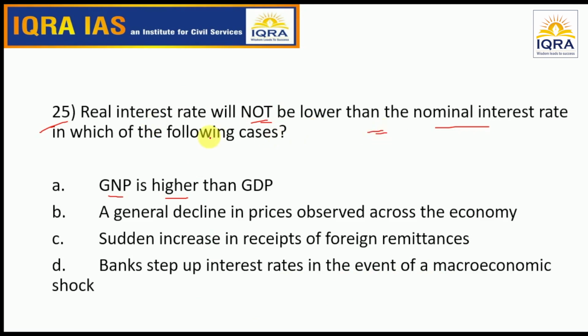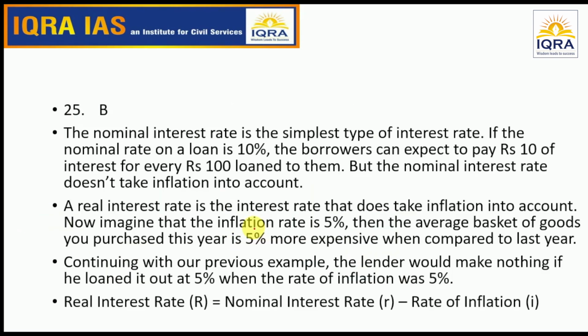Okay. So GNP is higher than GDP. So this may not be the case. A general decline in prices observed across the economy. Yes, here it may happen. A sudden increase, no. Banks, no. So here, this is possible, and so the correct answer to this is B.